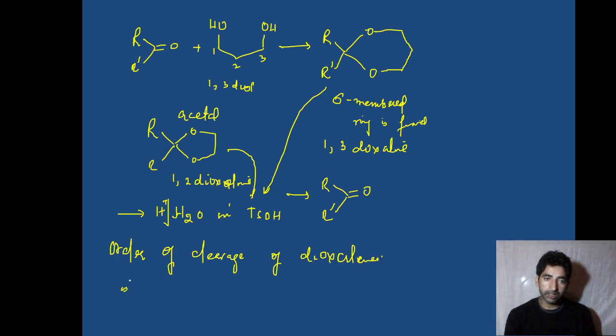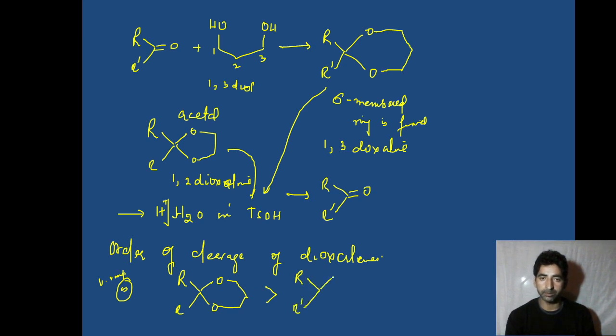Now you can see over here that this is very important. The order is 6 membered dioxanes, that's 1,3-dioxane. Let me draw it. This is 1,3-dioxane. So whenever we have a 1,3-dioxane, a 6 membered ring will be formed. Now this is my 6 membered ring. Its magnitude of cleavage is greater than that of a 5 membered dioxolane. Now this is my 5 membered dioxolane. Cleavage of the 6 membered ring is greater than that of the 1,2-dioxolane. So 1,3-dioxanes are cleaved more readily than 1,2-dioxolanes.